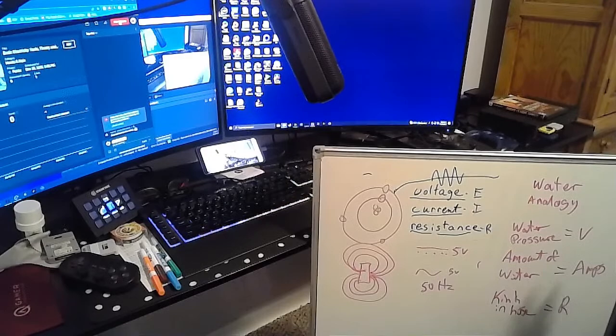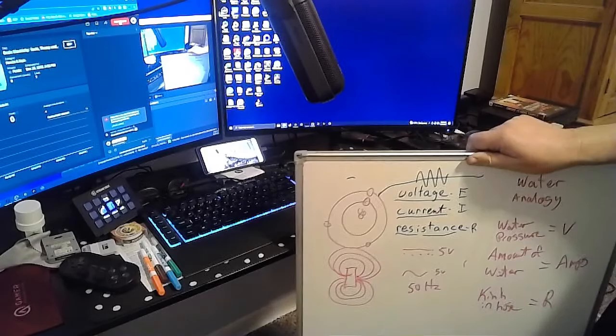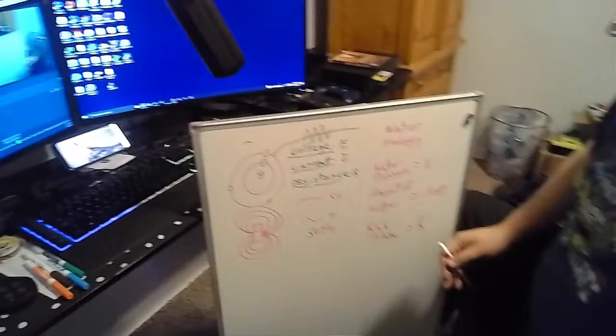And then if you take a hose and put a kink in it to stop the water flow, that's your resistance. How much you kink the hose is how much resistance you're putting on the water. So that's the water analogy for teaching electricity. So I'm going to move my camera really quick and we'll get started with the next part of this.